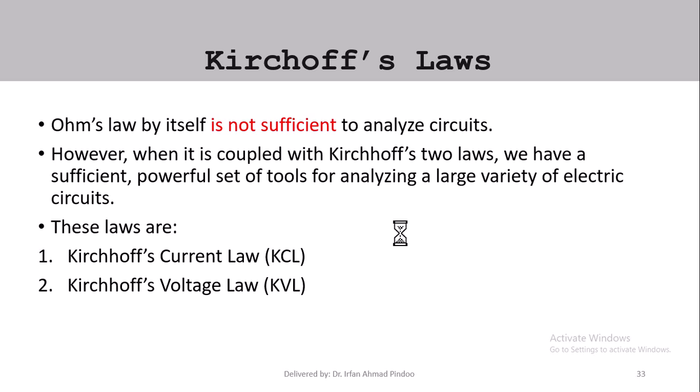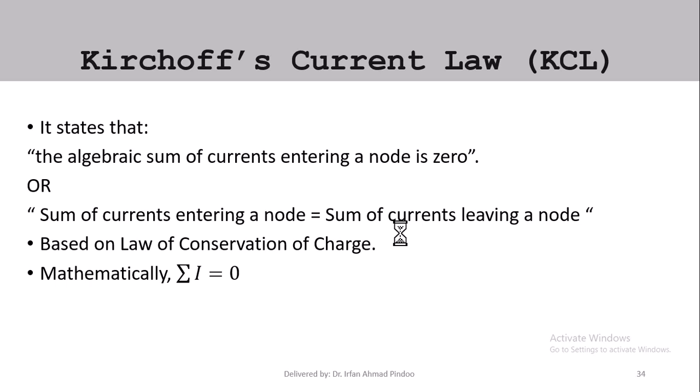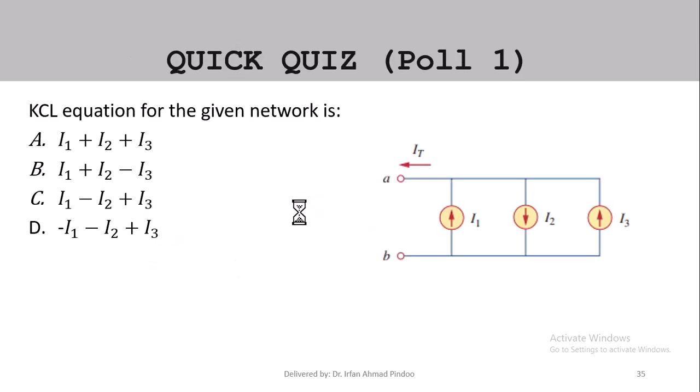Now, as I said, Ohm's law is not sufficient to analyze all the circuits, so that is why we study Kirchhoff's laws. There are two laws of Kirchhoff, one is KCL, the other one is KVL, Kirchhoff's voltage law. Now, what is the statement of the KCL? It states that the algebraic sum of all the currents entering at a node is 0. Or it also says that the sum of entering currents is equal to the sum of leaving currents, right? And it is based on the law of conservation of charge. Okay, these are some important points of KCL.